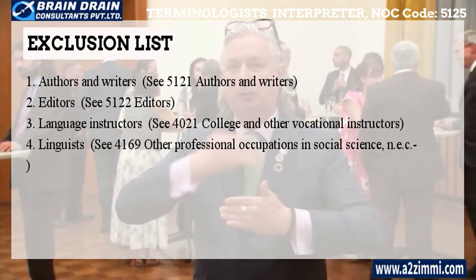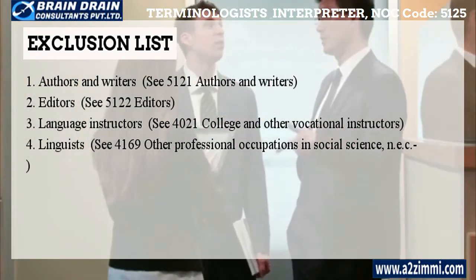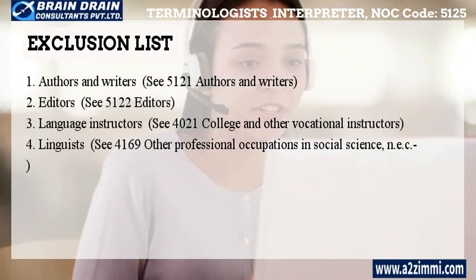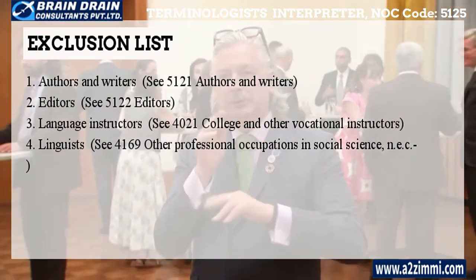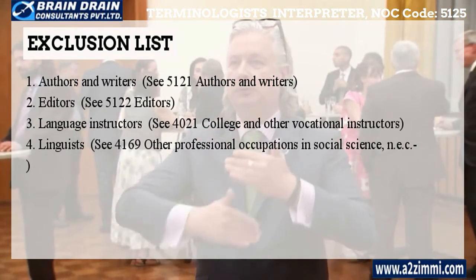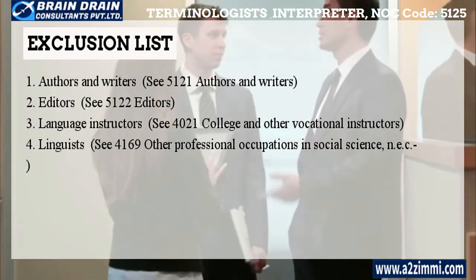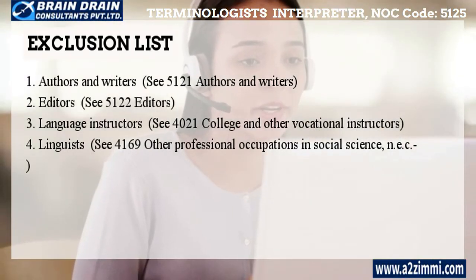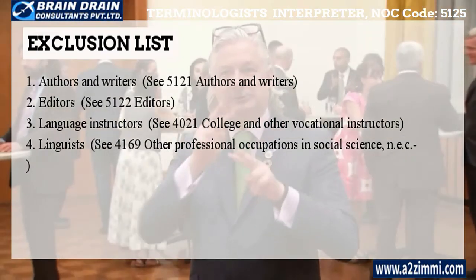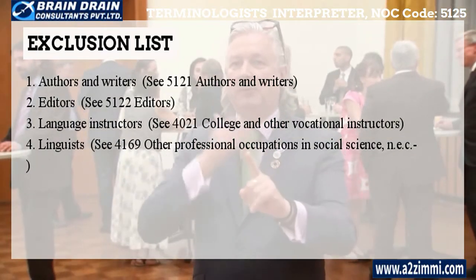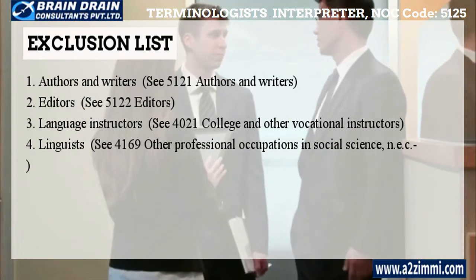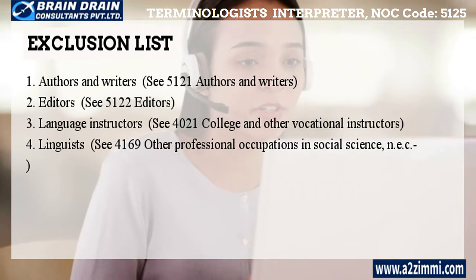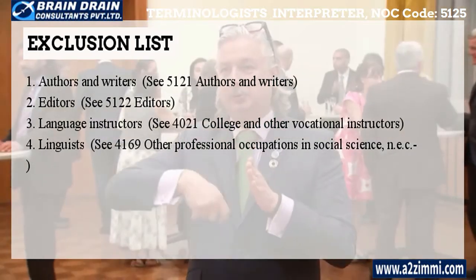Now let's see the exclusion list. Authors and writers, see 5121 authors and writers. Editors, see 5122 editors. Language instructors, see 4021 college and other vocational instructors. Linguists, see 4169 other professional occupations in social science, NEC. So, this was all about the profile of translators, terminologists, and interpreters with NOC Code 5125.